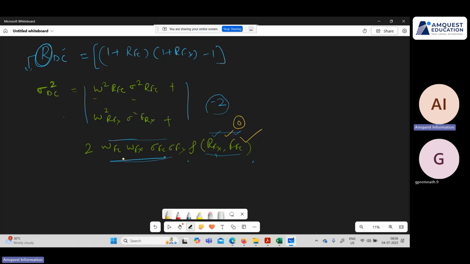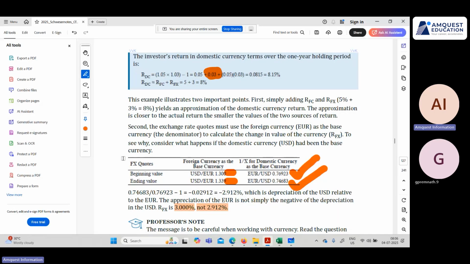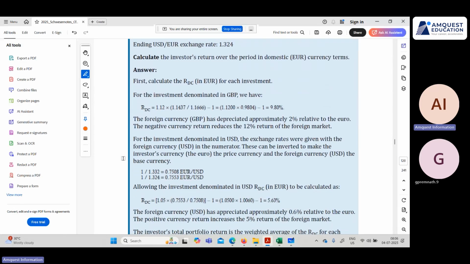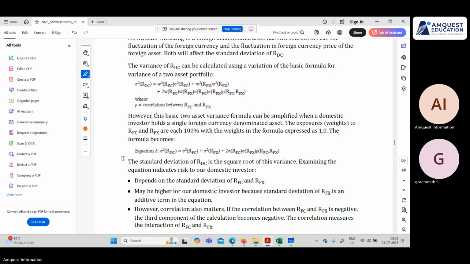So one thing that we need to remember here is that RFC is a risk-free return. We understand this equation, right? We covered that already. Also, it says, look at this.